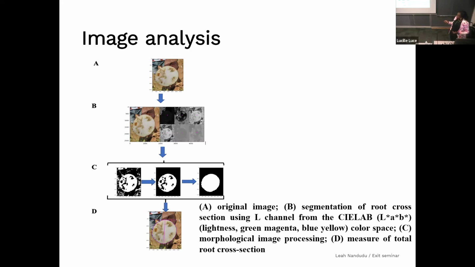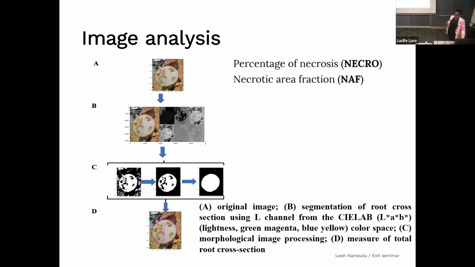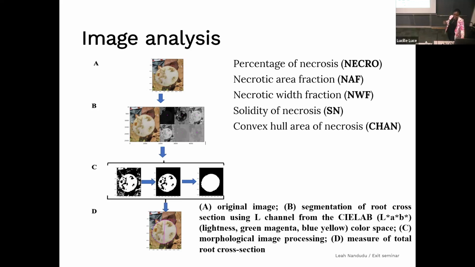Then we would extract the morphological features of the root disc, like in this case, and also, in another step, extract the morphological features of the necrosis itself, and we had an output file. So we ended up collecting data on the traits that we studied: the percentage of necrosis, so the area of necrosis over the whole area of the root disc times 100, the necrotic area fraction, the necrotic Weidish fraction, the solidity of necrosis, and numerous other traits that we studied.